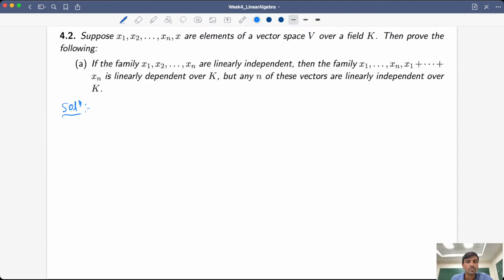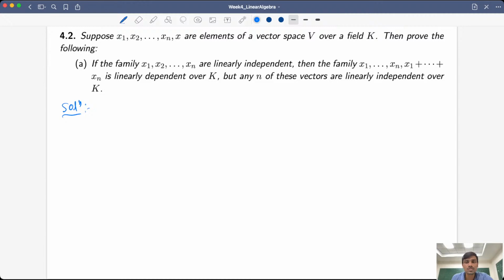That means if I consider the relation c1 x1 plus c2 x2 plus ... plus cn xn plus some c times (x1 plus x2 plus ... plus xn), for ci and c belonging to the field K, then I don't always have that all the ci are 0 and c is 0. So there exists a non-zero choice of ci's and c such that this relation still holds to be 0.